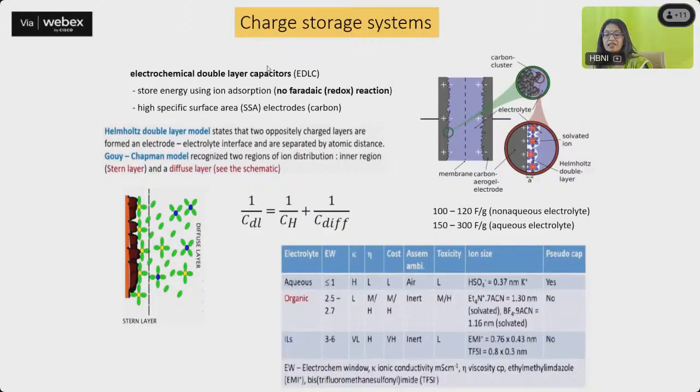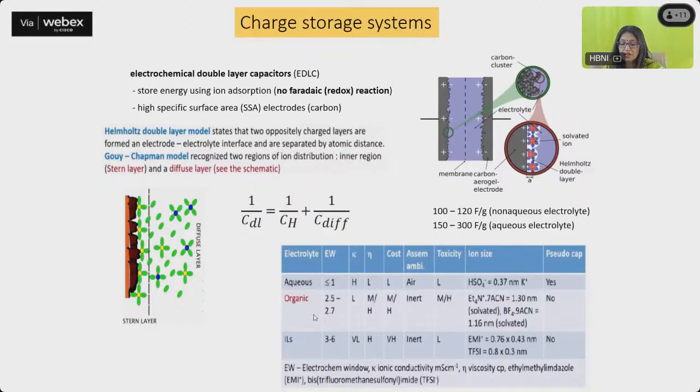And you can see that the electrolyte also plays a very important role. If you have a non-aqueous electrolyte, the capacitance value is between 100 to 120 farads per gram. Whereas if you use an aqueous electrolyte, because the conductance is very high in this case, you have a capacitance value of 150 to 300 farads per gram.